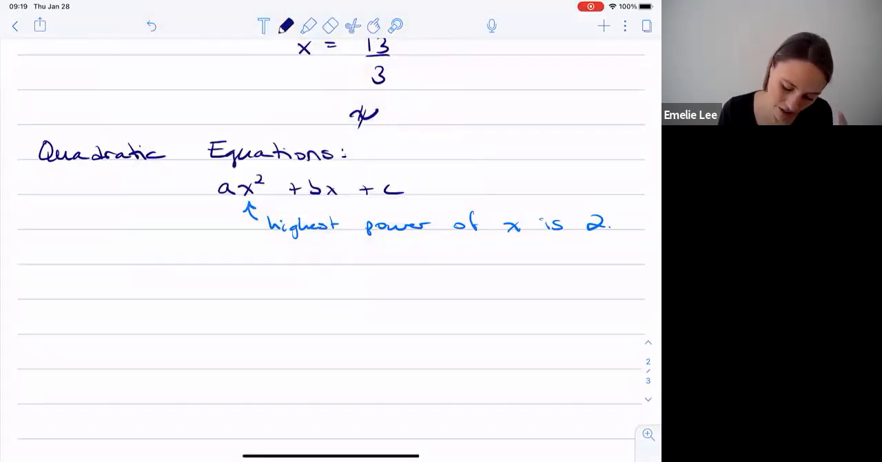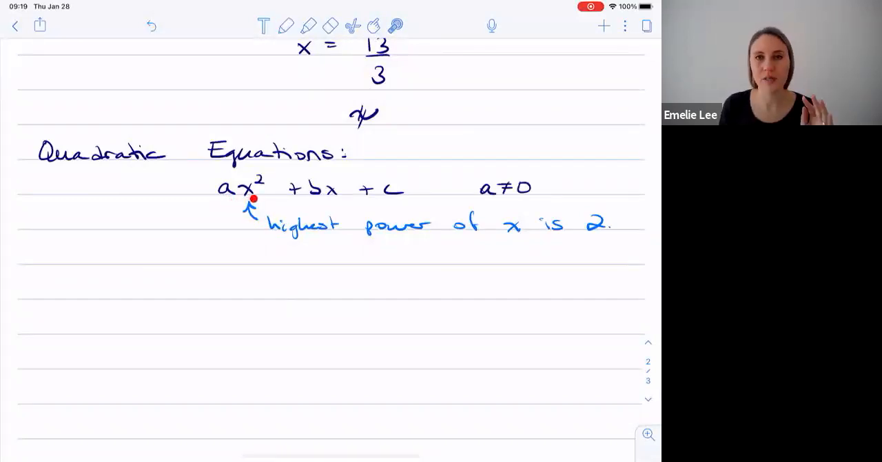Okay, and the reason for that is if a were 0, 0 times x squared, well, then you don't have that ax squared term. You only have the bx plus c, which puts you back at a linear equation, right, where the highest power of x is 1, right? So you have to force a quadratic by saying, okay, well, x squared has to have a coefficient because that has to be my highest power of x. Otherwise, I have a linear equation.